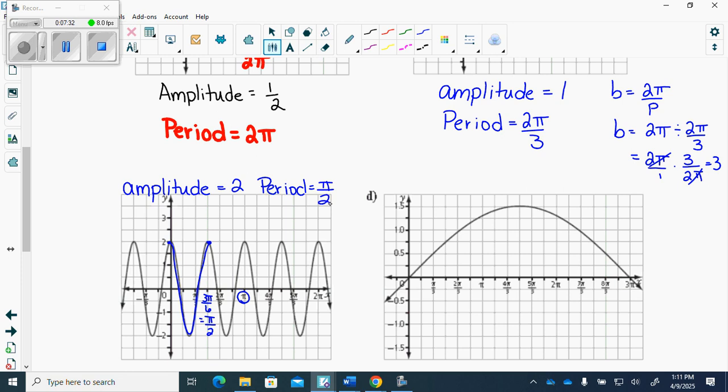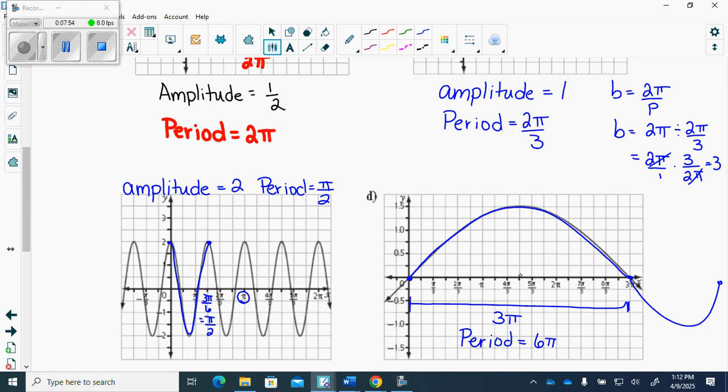This one, we start at the x-axis, go past a max, back to the x-axis, and then we have to go past a min, back to the x-axis. Do you agree? So how far is it from here to here? 3 pi. And what are we going to have to do to that? Double it. So the period is 6 pi.